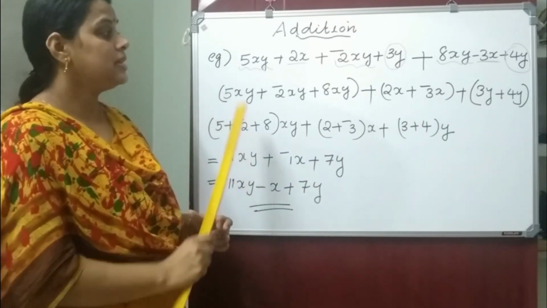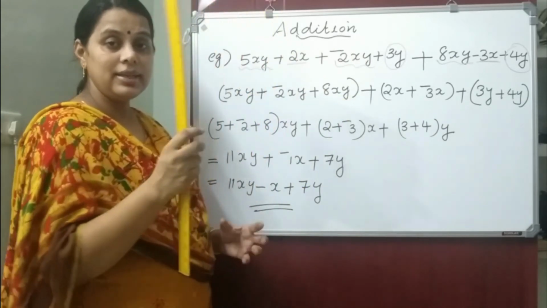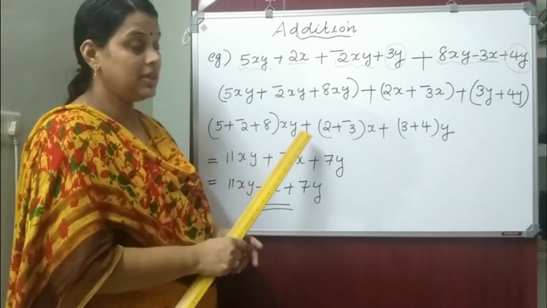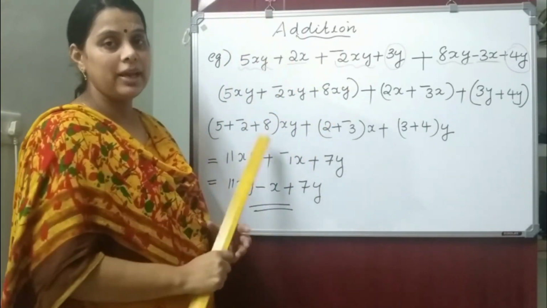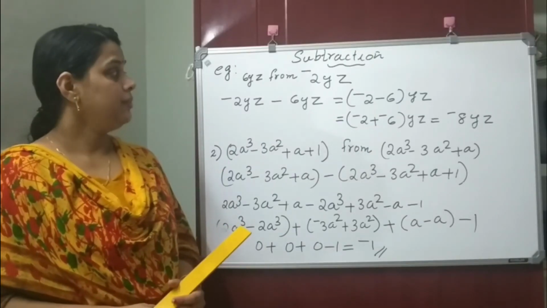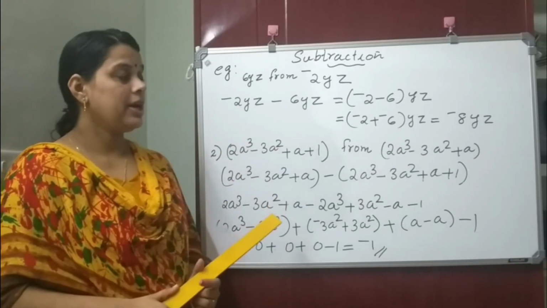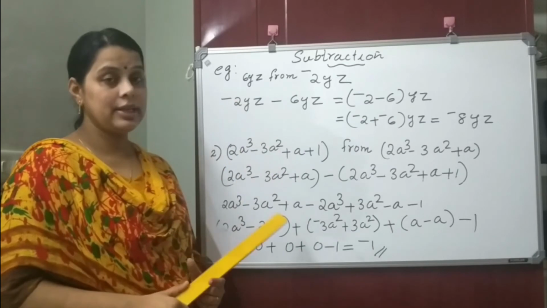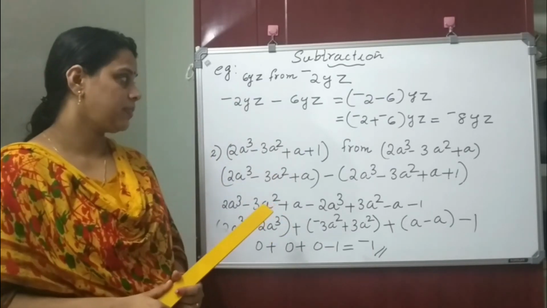Very easy. We just need to rearrange it and take all the like terms together. Add only the numerical coefficients. Then put the algebraic factor. Like addition, we can do subtraction of algebraic expressions. We can do subtraction in like terms, not in unlike terms.